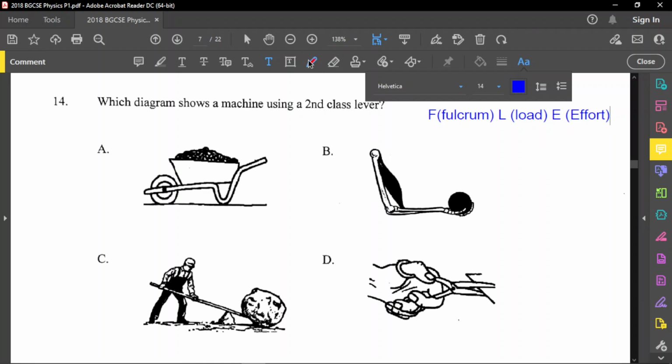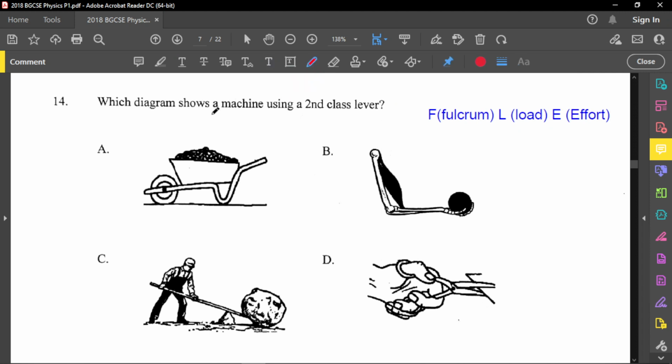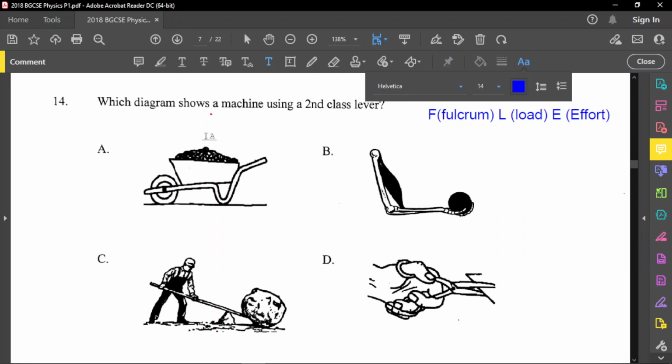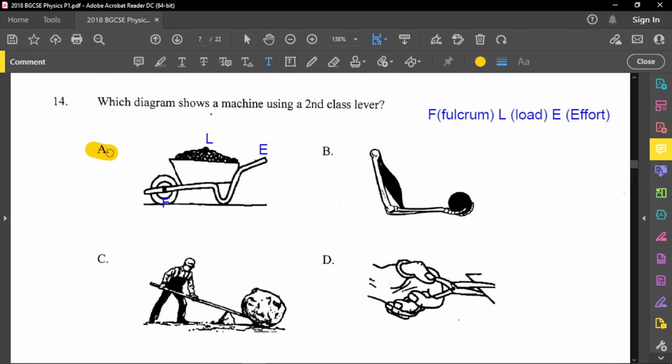All right, so let's look at option A first and foremost. I mean, by experience, you know that this is a second class lever, right? But think about it. Here we have our load, which is the weight of the things within the wheelbarrow. Our fulcrum will be here, all right, and our effort will be on the handle of the wheelbarrow. So notice the load is in the middle. That means it is a second class. Load is the second letter, so it's a second class lever. All right, so this will be your answer here.